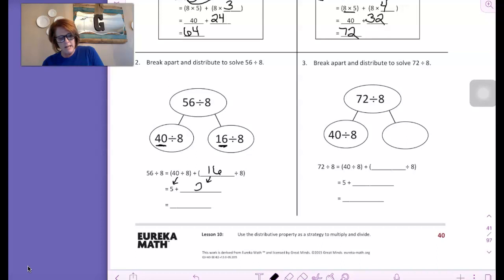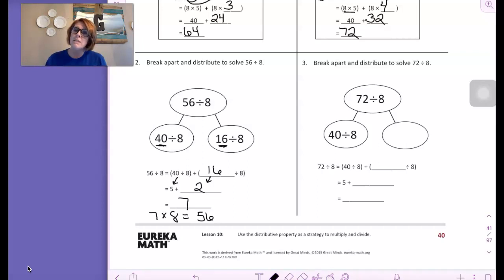16 divided by 8 is 2. So 56 divided by 8 equals 5 plus 2, which is 7. And 7 times 8 is equal to 56. That's how we can check ourselves.